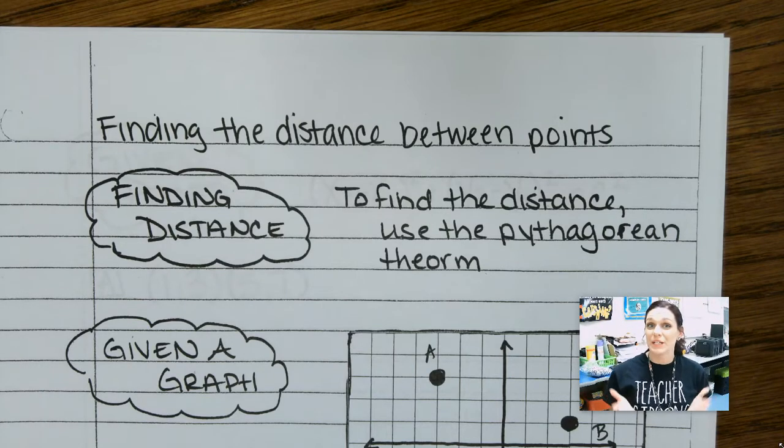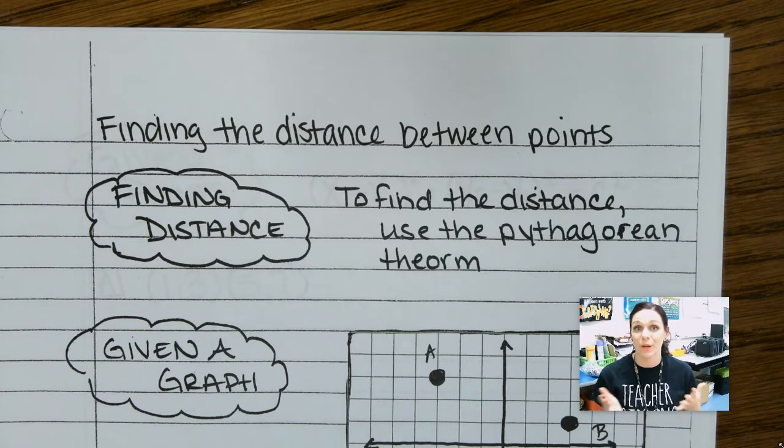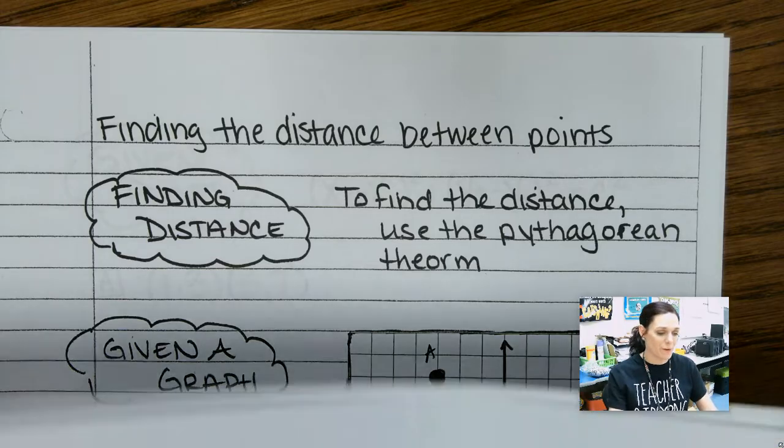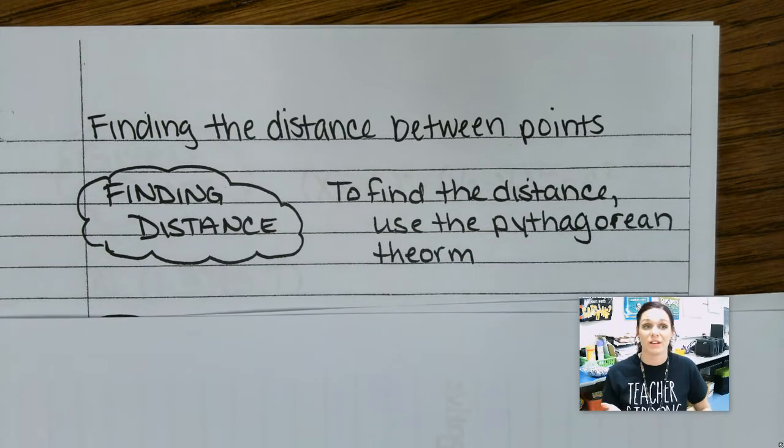So what we've been doing is focusing in on the Pythagorean theorem. And we've been discovering that with the right triangle, we have a squared plus b squared equaling c squared, where we can find the leg or solve for the hypotenuse depending on what is given. Well, in 8th grade, we also need to focus in on using the Pythagorean theorem to find the distance.